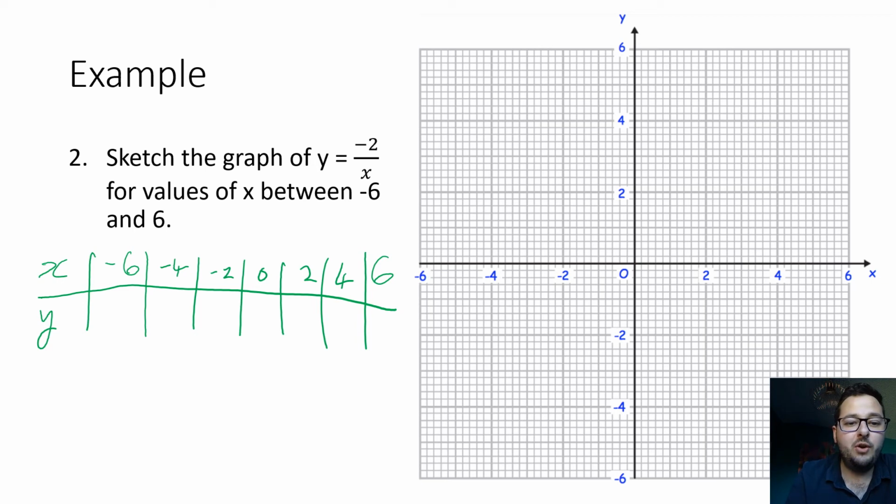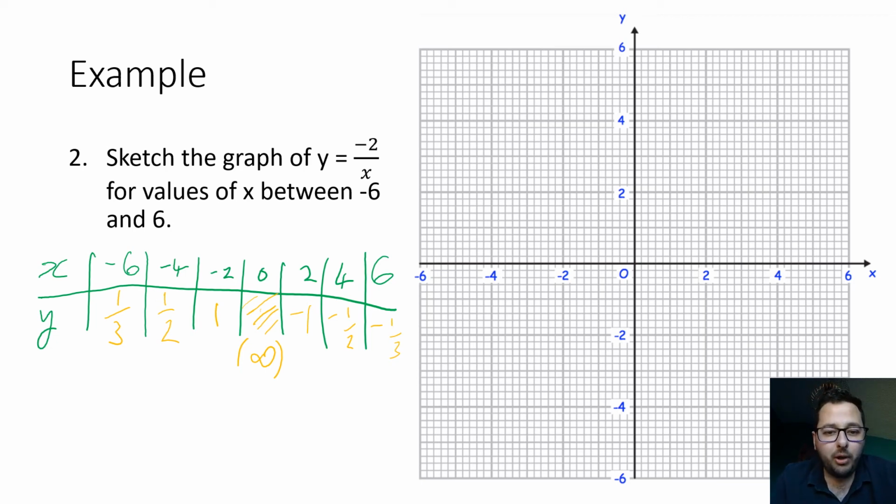So -2 over -6 is a third. -2 over -4 is a half. -2 over -2 is 1. -2 divided by 0. Now that's going to be the one that goes to infinity. So anything divided by 0, it's not really defined, but we'll kind of have infinity in our minds. -2 divided by 2 is -1. -2 divided by 4 is -half. And -2 divided by 6 is -a third.